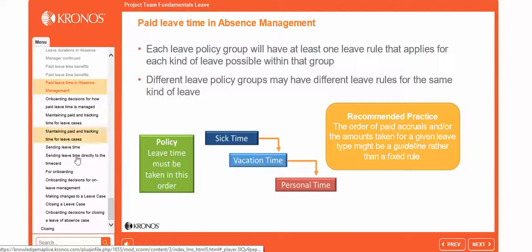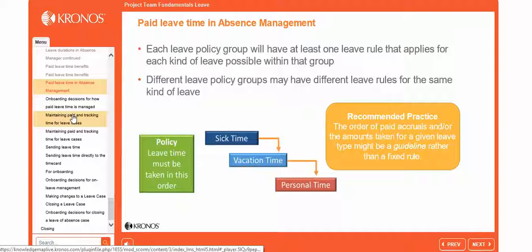Does the organization's leave of absence policy specify the sequence of leave types that the employee must use for a leave of absence? For example, does the policy state something like, employees must exhaust sick time first, and then vacation time, and then personal time in that order?